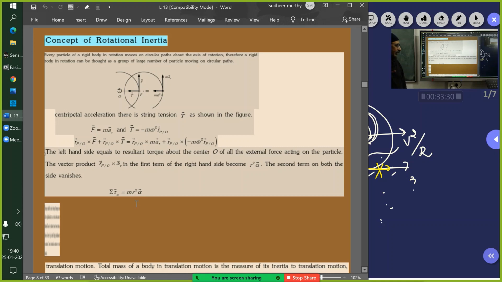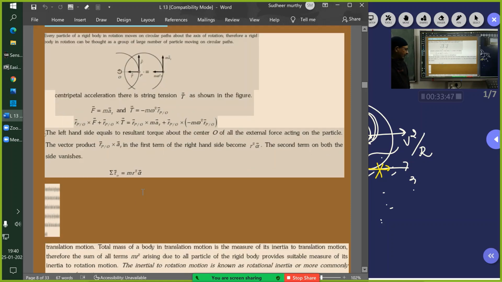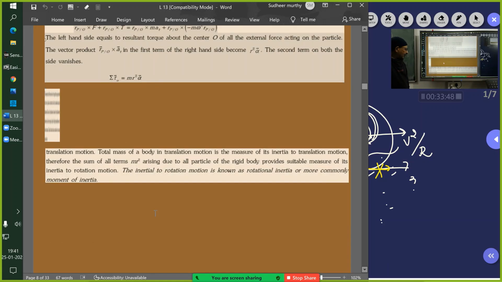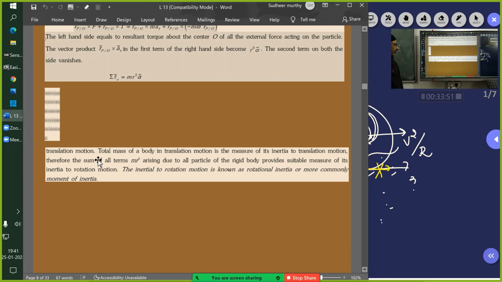So m was representing the inertia for translational motion. Mr square should be interpreted as rotational inertia. Anyway, I made it explicitly clear here.